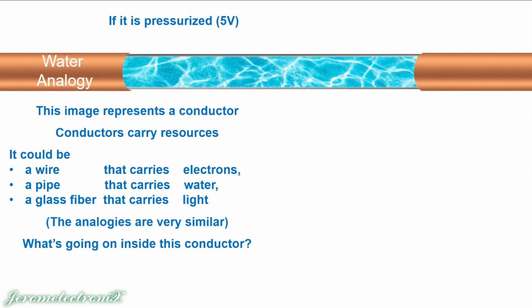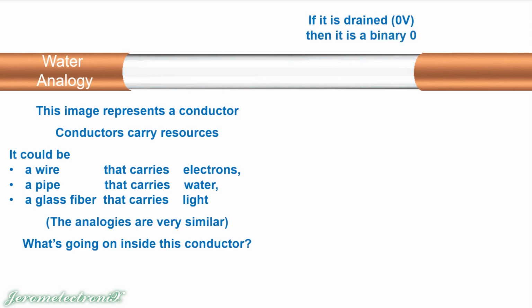The fluid is being conducted. The pressure is being conducted from one place to another. And then it's a binary 1. So pressurized generally means 5 volts in our world, and not always, but generally. And that is what we call a binary 1 if it's pressurized. If it's drained, then it is 0 volts, and that's what we're calling a binary 0.